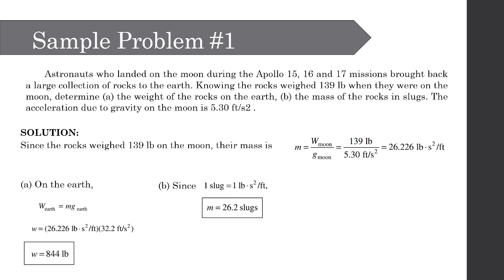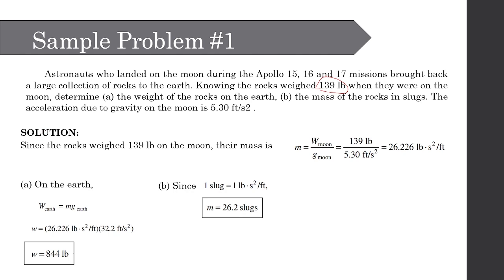Okay, so sample problem. Astronauts who landed on the moon during the Apollo 11, 15, 16, and 17 missions brought back a large collection of rocks. Knowing that the weight of the rocks is 139 pounds when they are on the moon, determine the weight of the rock on the earth and the mass in slugs. The acceleration due to gravity on the moon is 5.3 feet per second squared.